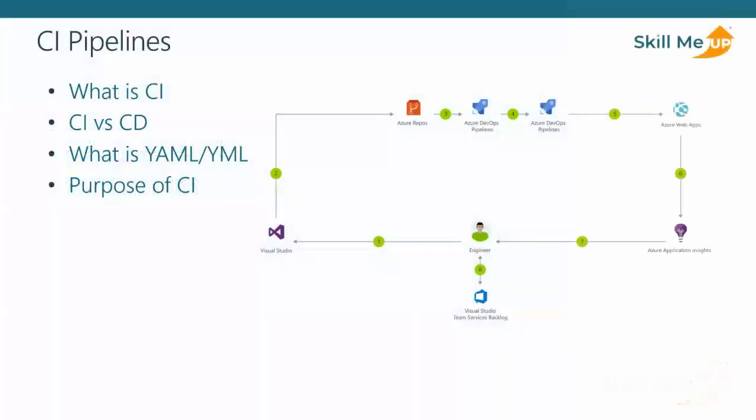So CI, again, is continuous integration. Here is an example where we have an engineer and they work in Visual Studio. They commit their code into Azure Repos. It could just as easily be GitHub, GitLab, Bitbucket, whatever your flavor of repo is. Just exchange that with Azure Repos there. And the pipelines, whether it's GitHub Actions, Bitbucket Actions, GitLab Actions, or Azure DevOps pipelines, they're all the same thing.